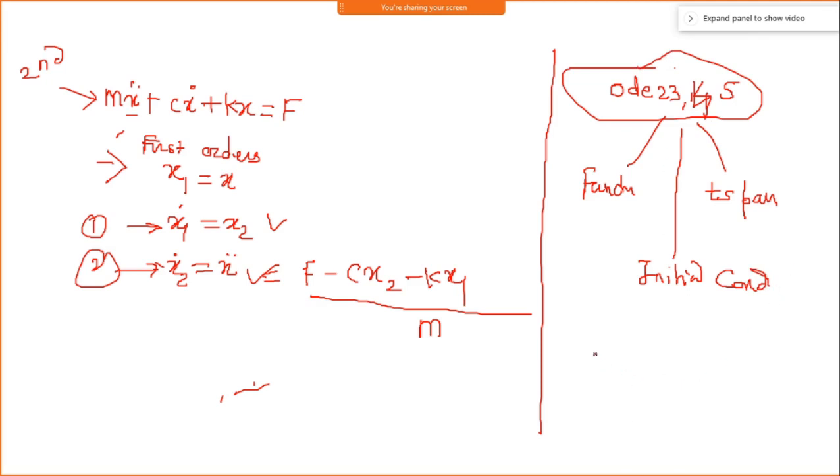It gives me output in two plots: t versus x1, and t versus x2. x1 is nothing but my x when I started at this location, and x2 is the velocity. Ultimately, it takes an integration of x dot and solves it. So we'll now take a demonstration of it and see how to do that.